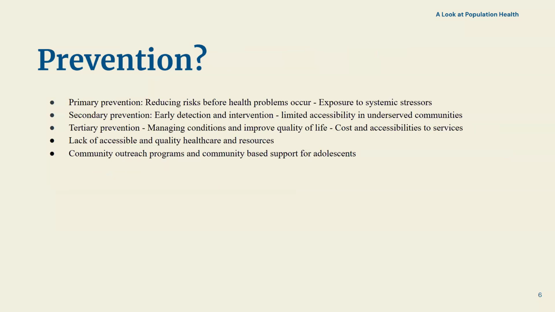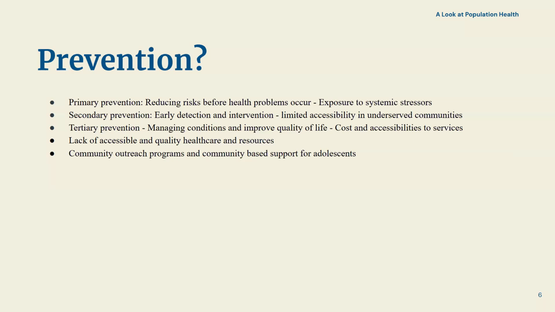Three levels of prevention can be applied to mental health issues surrounding low-income African American adolescents. Regarding primary prevention, or reducing risks before they occur, it starts early. Exposure to systemic stressors such as poverty, racial discrimination, and violence increases risks of anxiety, depression, and trauma-related disorders. These stressors, combined with lack of resources, can cause risks to one's mental health.